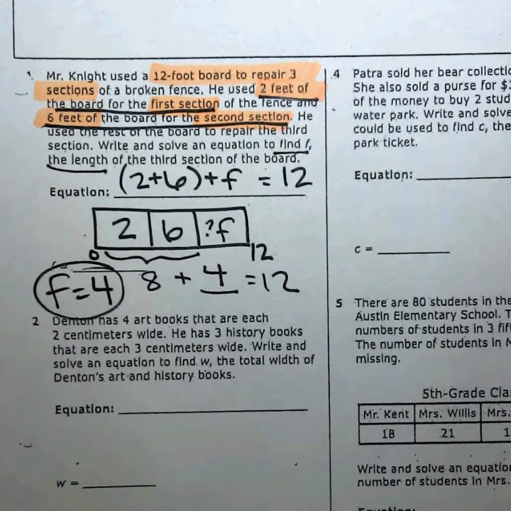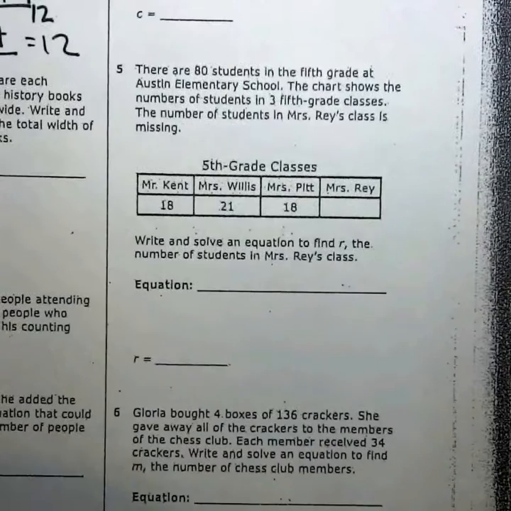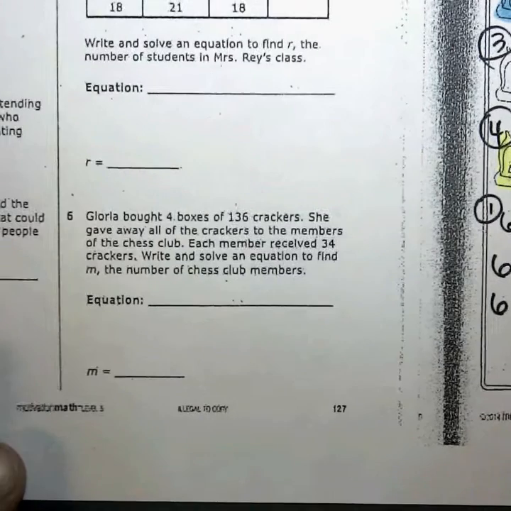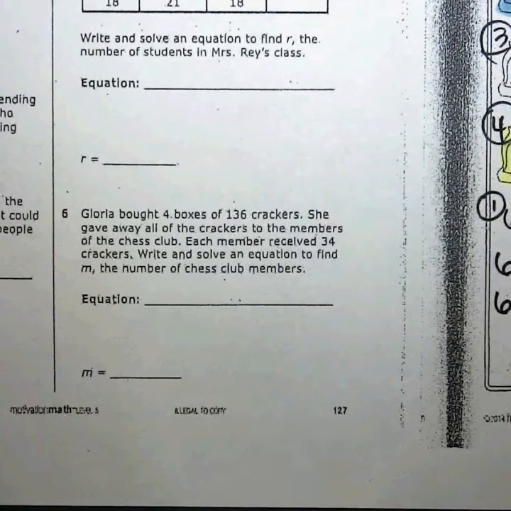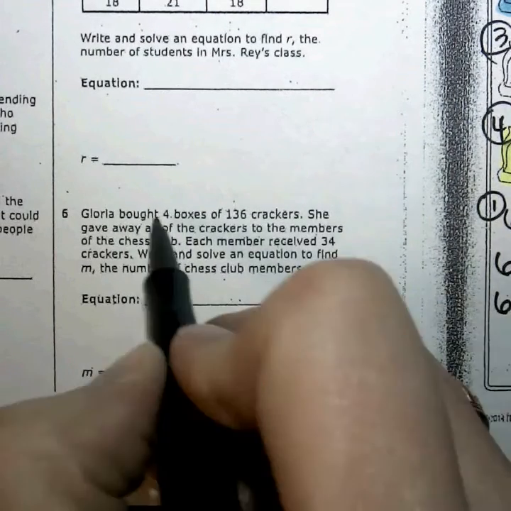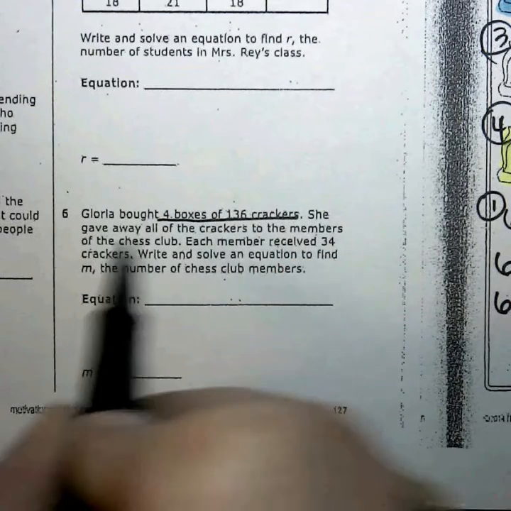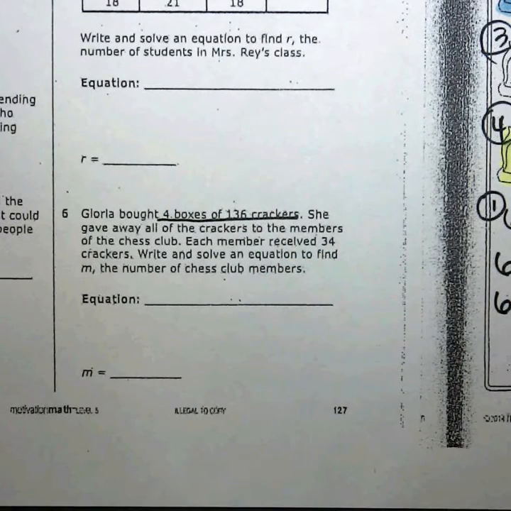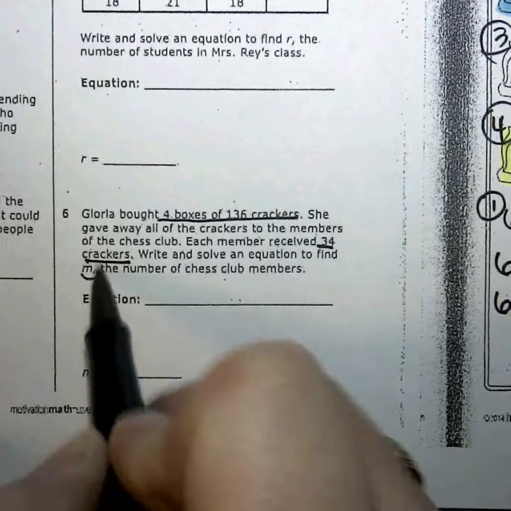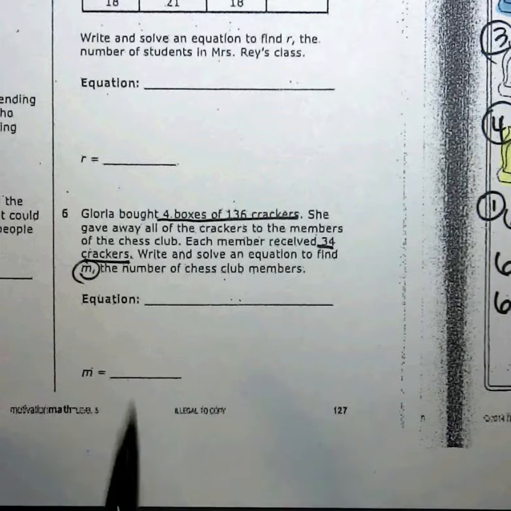Okay, let's skip to number 6 real quick, because I know I had a question about that earlier today. So number 6, Gloria bought 4 boxes of 136 crackers. She gave away all of the crackers to the members of the chess club. Each member received 34 crackers. Write and solve an equation to find M, the number of chess club members. So M is what we're going to find.